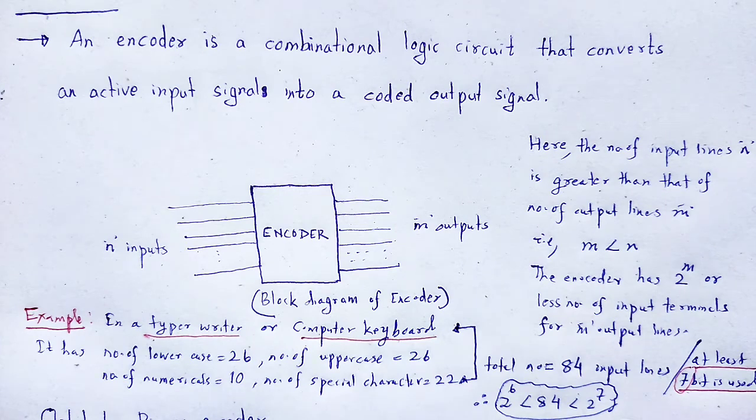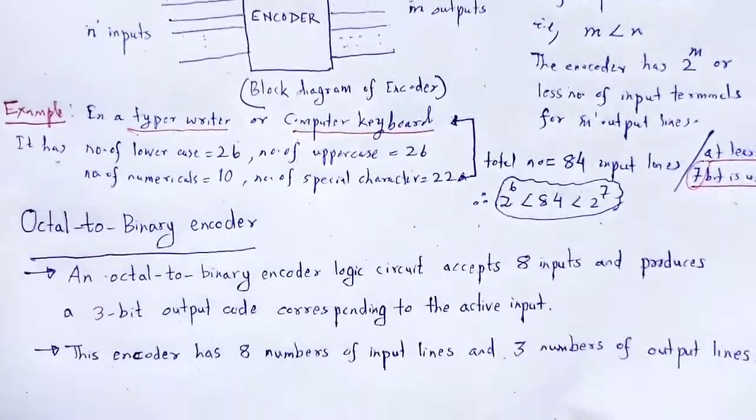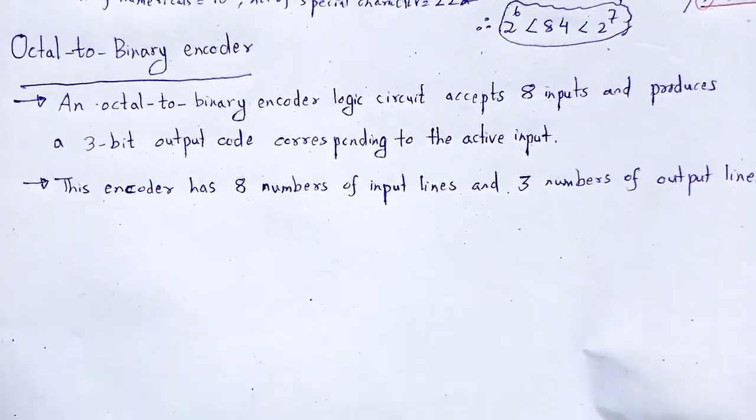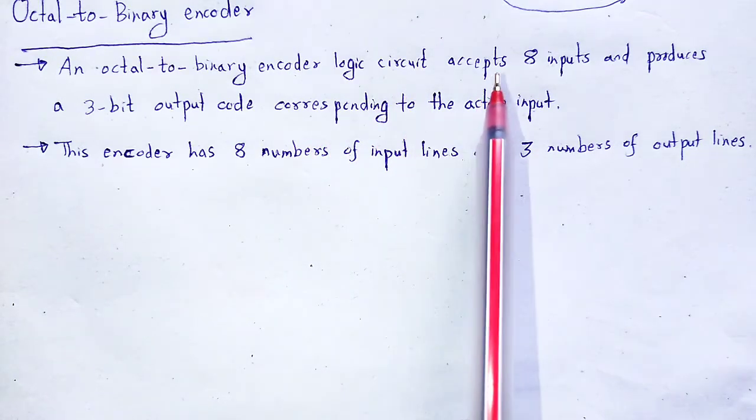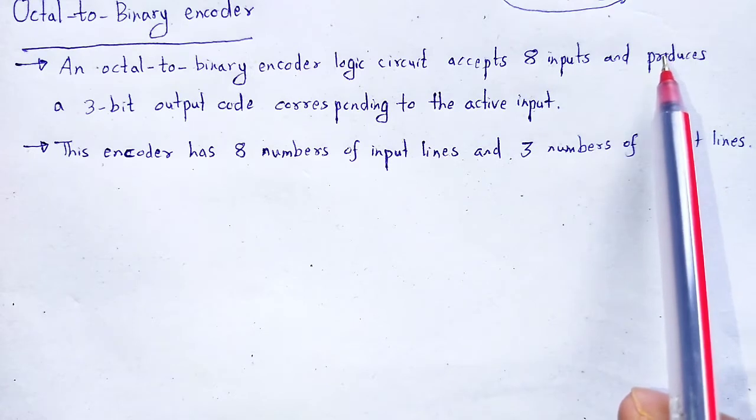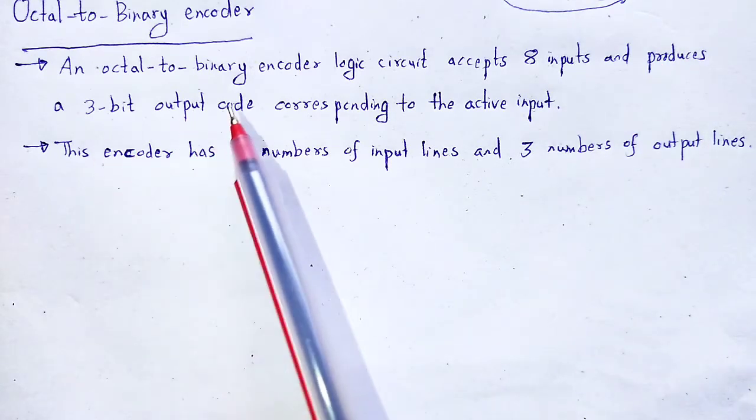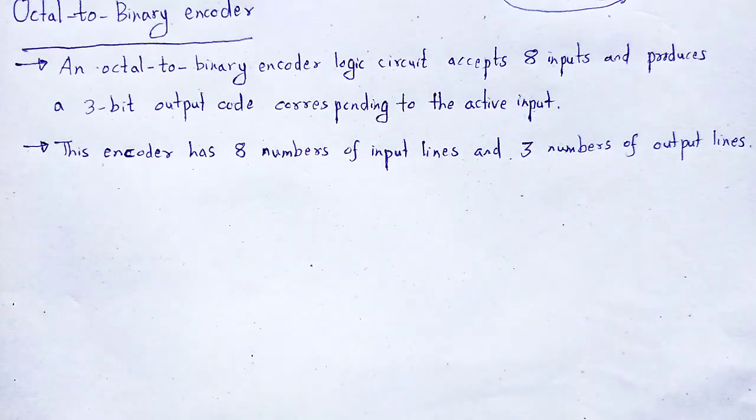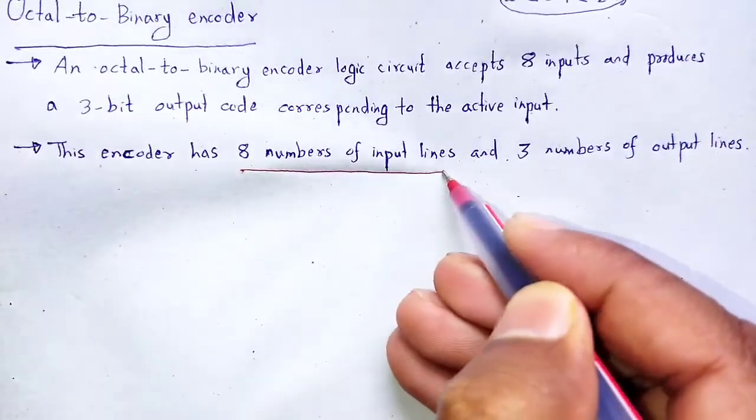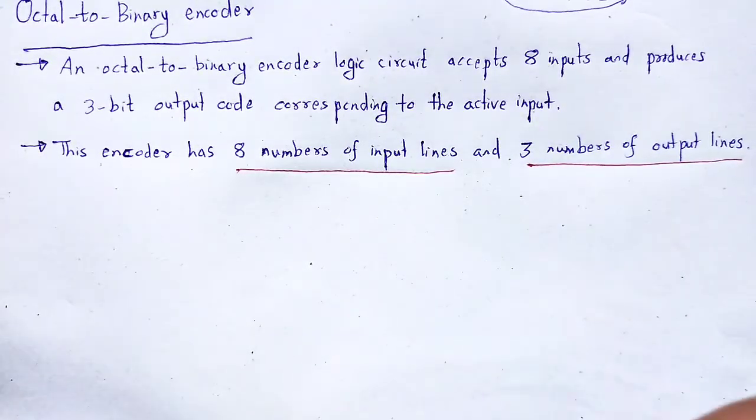In this session, we discuss two encoders. One is octal to binary and another one is decimal to BCD. First one, octal to binary encoder. An octal to binary encoder logic circuit accepts 8 inputs and produces a 3-bit output code corresponding to the active input. It has 8 input lines and 3 output lines.